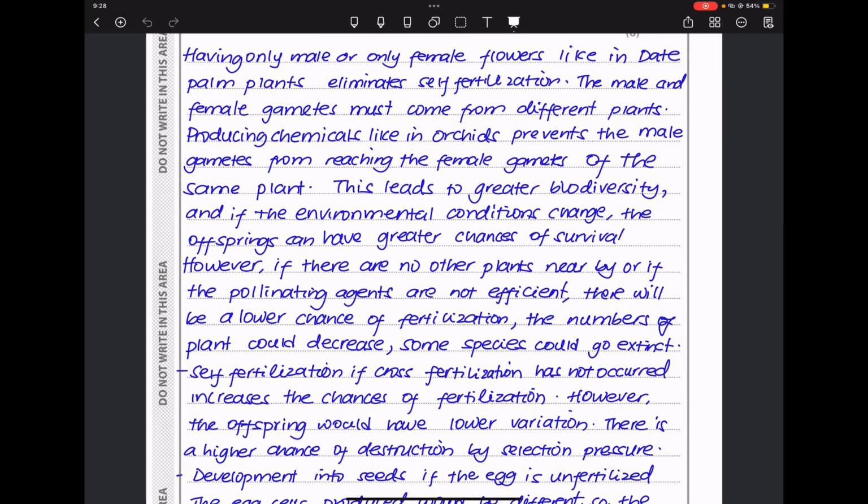However, if there are no other plants nearby, or if the pollinating agents are not efficient, there will be a lower chance of fertilization and the numbers of the plants will decrease. Some species can go extinct. This is talking about those that cannot self-fertilize.